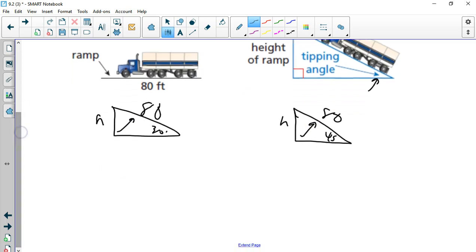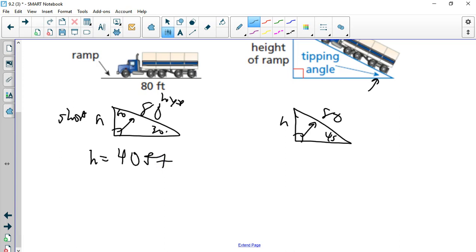So this is a 90-degree angle right here. So this is a 30, 60, 90 triangle right here. So the height is the short side, and the hypotenuse is the ramp. Well, this is an easy one because remember, the short side is just half of the hypotenuse. So the height is simply 40 feet.